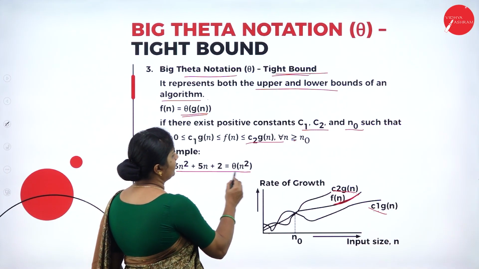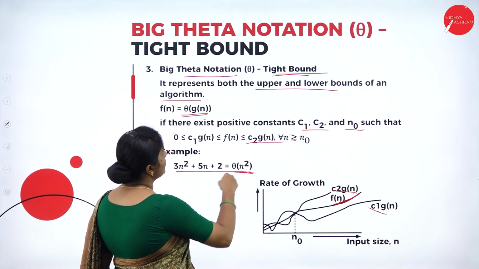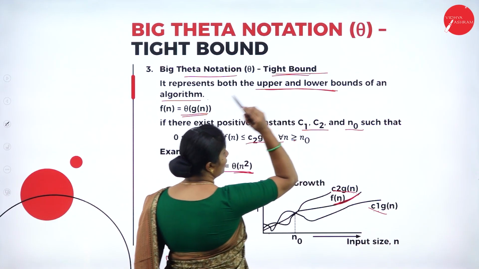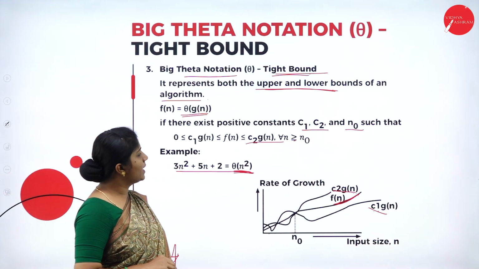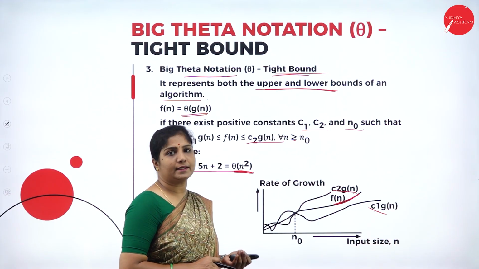So how can I represent theta of n square? It represents both the upper and lower bound. That's why I can take the upper bound only, theta of n square. So this is about the big theta notation.